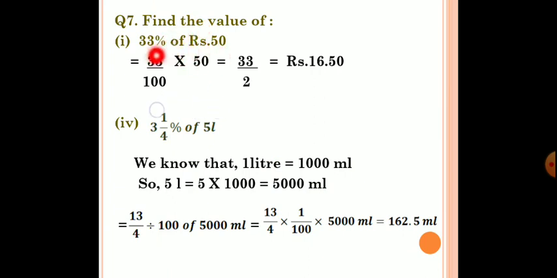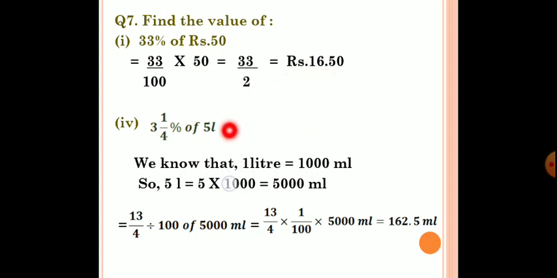So first we'll convert the percentage into fraction. So 33 by 100 of, which means multiplication, 50 rupees 50. So we can cancel 50 and 100. So what is remaining is 33 by 2. So if I divide 33 by 2, we'll have 16.5. Since we have to write the answer in rupees as mentioned in the question, our answer will be rupees 16.50 or 16 rupees 50 paise.